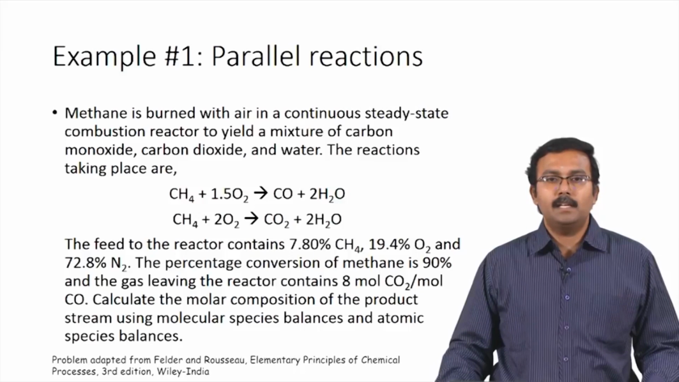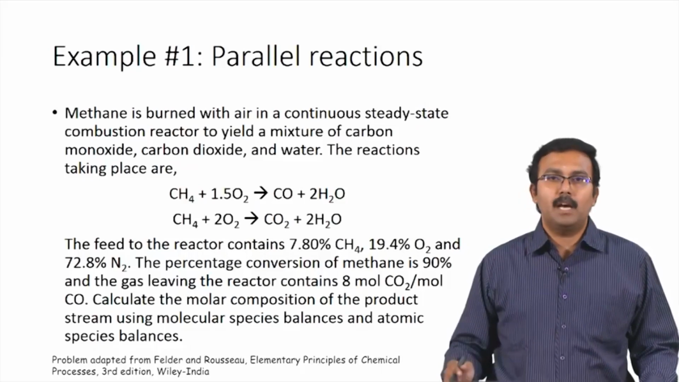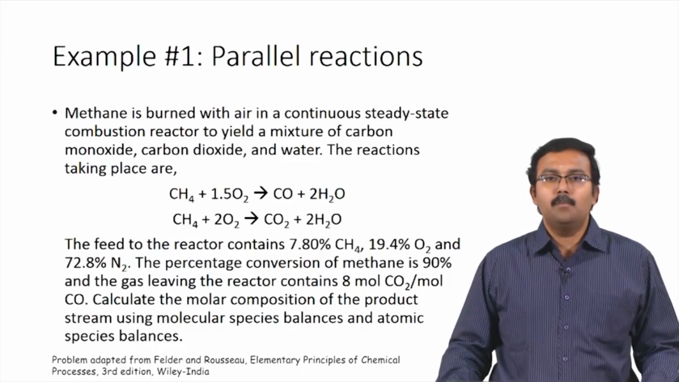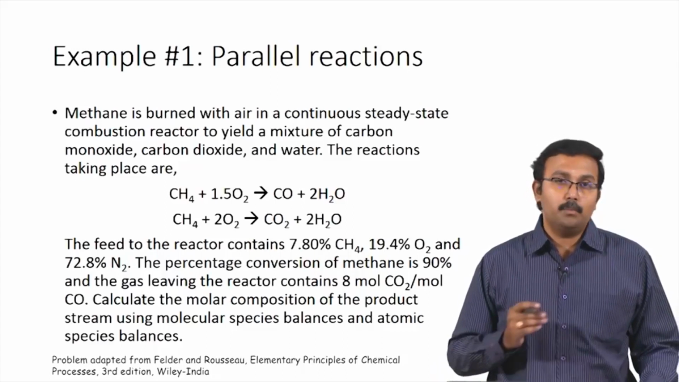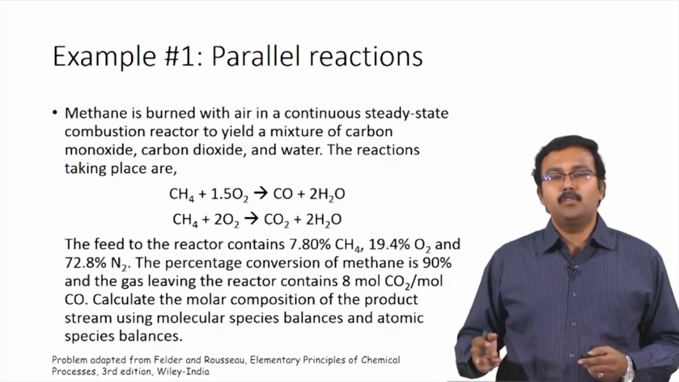The feed to the reactor contains 7.8% methane, 19.4% oxygen and 72.8% nitrogen. The percentage conversion of methane is 90% and the gas leaving the reactor contains 8 moles of carbon dioxide per mole of carbon monoxide. You are asked to calculate the molar composition of the product stream using both molecular species balances and atomic species balances. Let us now try to solve this problem.